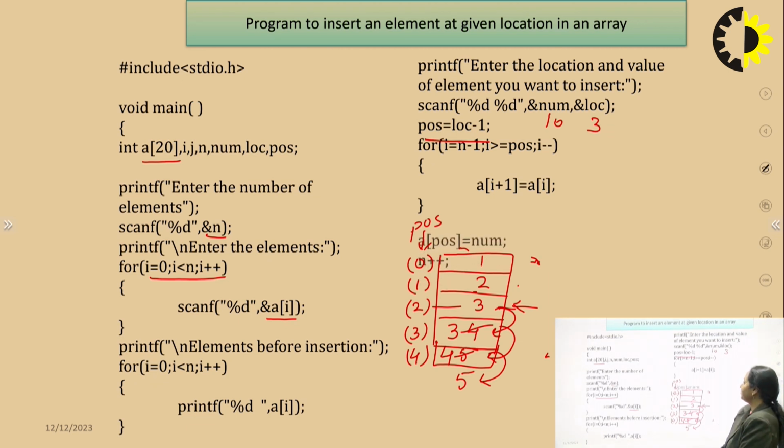After that, A[position] is equal to num. Whatever the value of num is, what is it? 10. And A[position] is this particular cell. This particular cell is overwritten by the value 10. So now I have written the values 1, 2, 10, 3, 4, 5. So the length of the array has been increased. So at the end I have written n++, which will increase the size of the array.